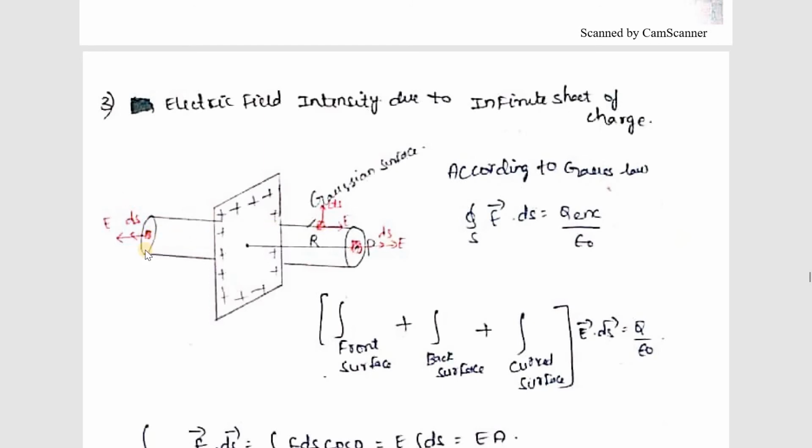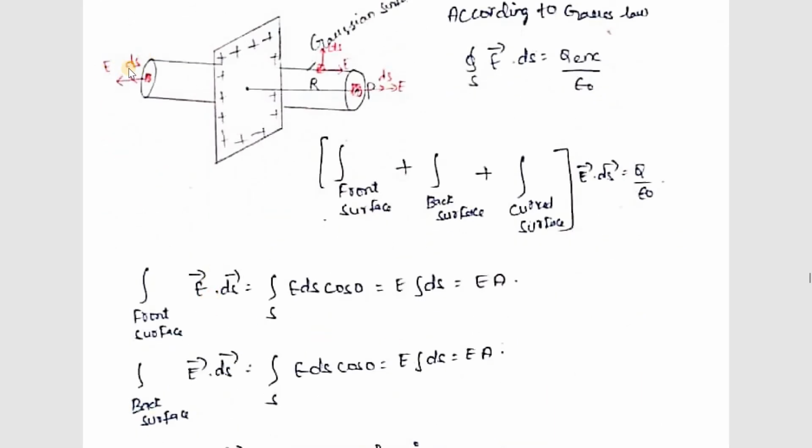Here E will be flowing in this direction. If we select any differential surface, the direction of E and ds will be same. Here also, when the charge is distributed, it will be flowing like this. If you select any differential surface, the direction of E and ds will be same. But here, if you select any differential surface, the electric field intensity is going in this direction and the differential surface will be topwards. So it is 90 degrees. Individually, for the front surface, both of them are same. So E dot ds is equal to E ds cos 0. So it is E integral ds.